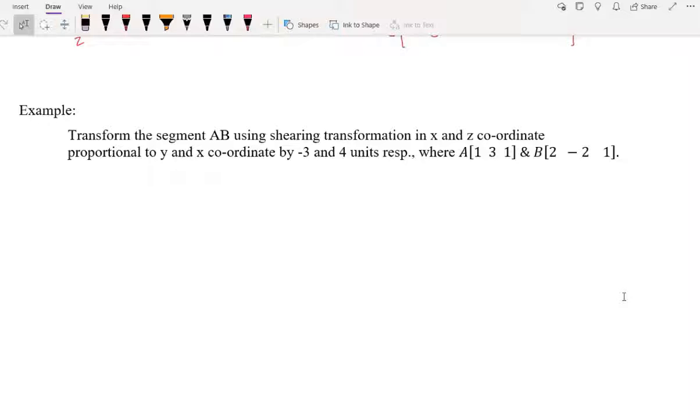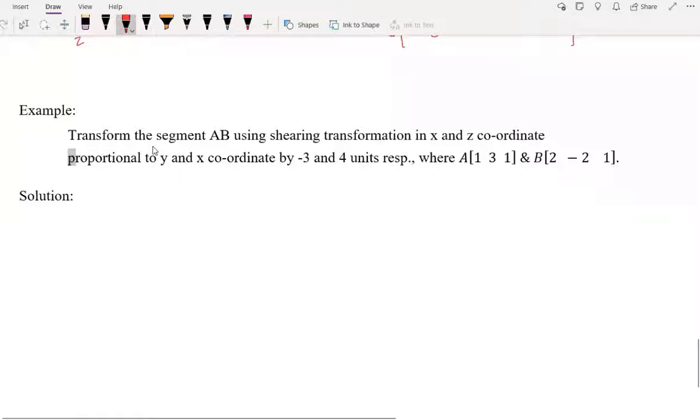Now, of course, this is an example of the 3D transformation, or the transformation from the three-dimensional plane, because the coordinates of the points A and B are ordered triplets. So that means they have three coordinates each, so obviously it is a three-dimensional transformation. The object is given as a segment AB. First we have to write the position matrix of the segment AB.